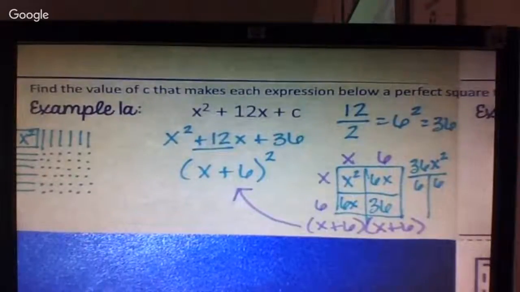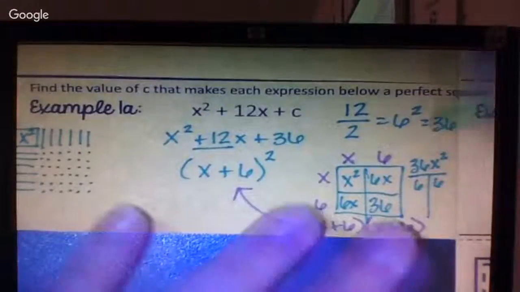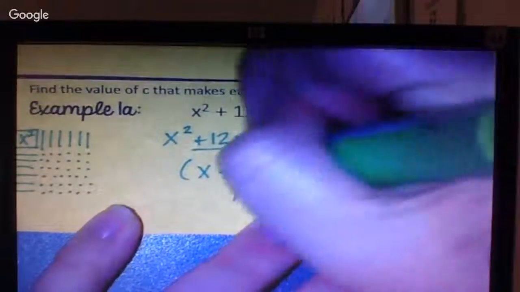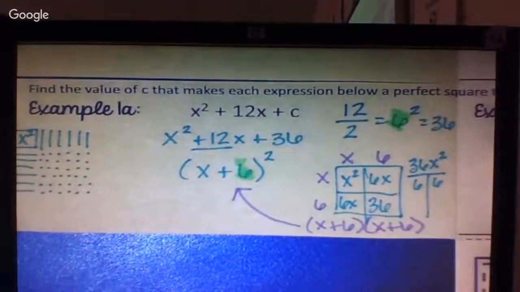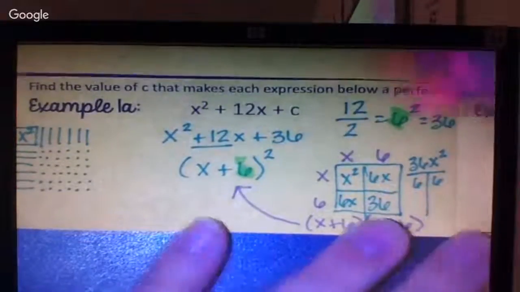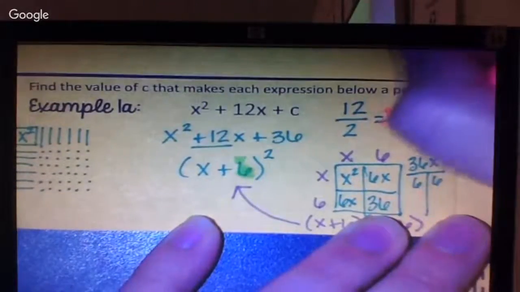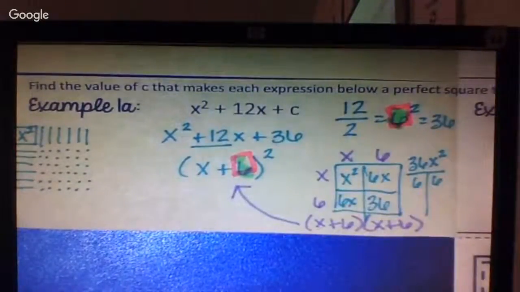The way I always look at it, when I half b, that's a 6. Well, guess what? That's what goes here. When you half your b value, that becomes part of your binomial. So when I halved b here, this number and this number should always match. So if it's not, you got it wrong.